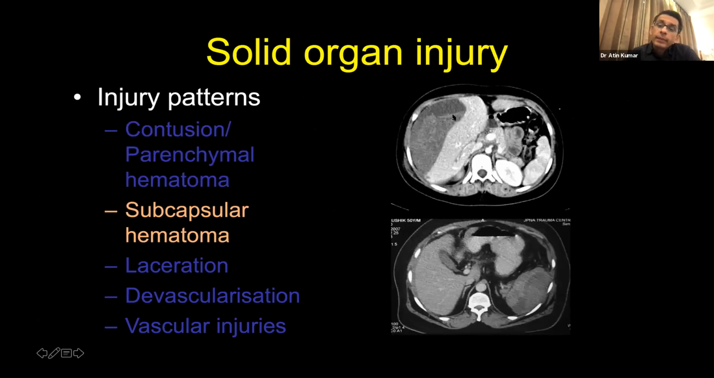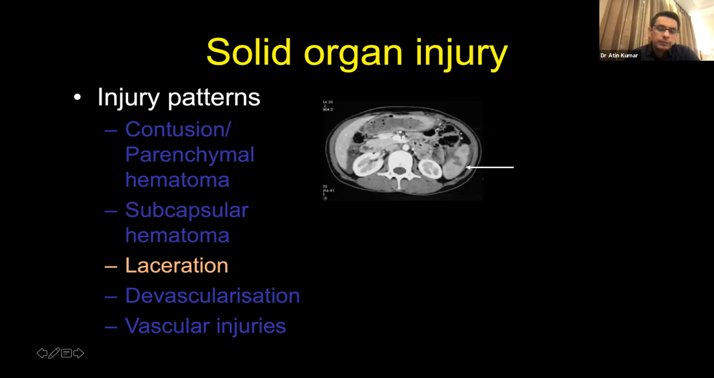The hematomas can be subcapsular rather than parenchymal. So in this case, what you see is a subcapsular hematoma, which is hypodense and actually indents the parenchymal surface. So if the parenchymal surface is deformed, it is subcapsular. Like in this case, it's seen in the spleen also, a subcapsular hematoma deforming the parenchymal surface.